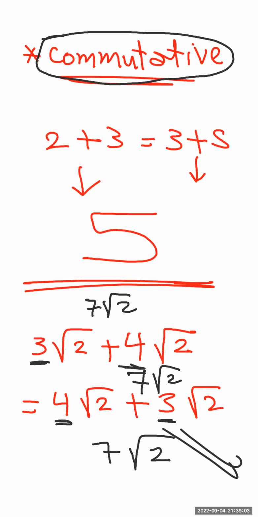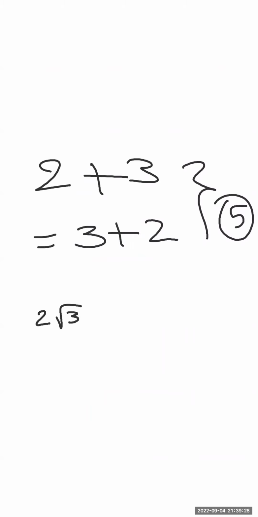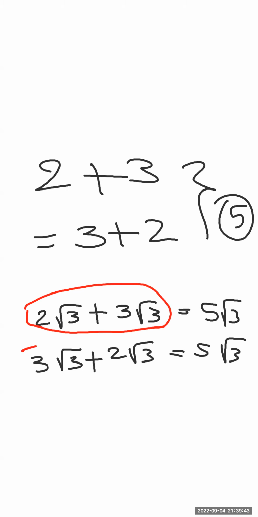So commutative means replacing the elements with each other. So simply, again, commutative means it's like 2 plus 3, of course, will equal 3 plus 2. No difference. In the two cases, it will equal 5. It will also be the same with the roots, like 2 square root of 3 plus 3 square root of 3 will equal 5 square root of 3, or 3 square root of 3 plus 2 square root of 3 also equals 5 square root of 3. So replacing the location of the number will never change the result in addition, okay?